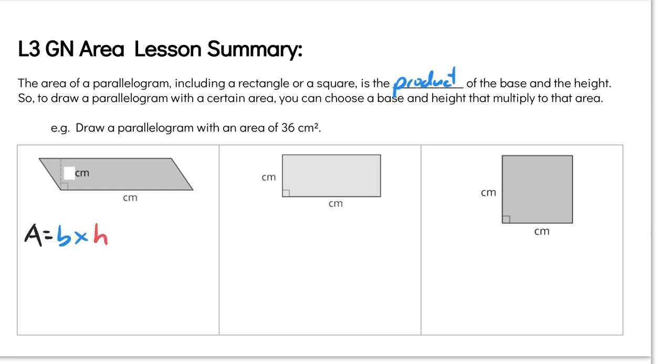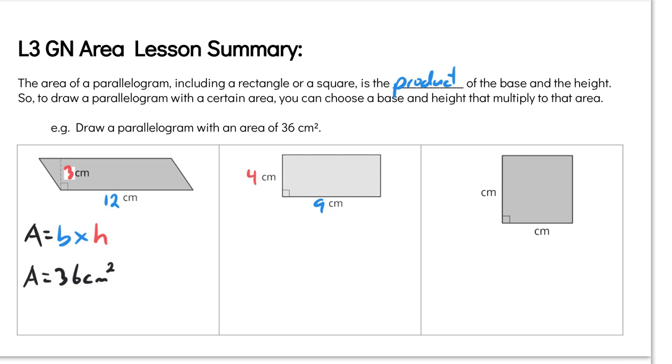Okay? What two numbers might multiply by each other to get 36? Well, in this case, I might choose 12 times 3, because I know 12 times 3 is 36. So that means that the area is going to be 36 square centimeters. Or I might say that instead, I might choose the numbers 9 and 4.